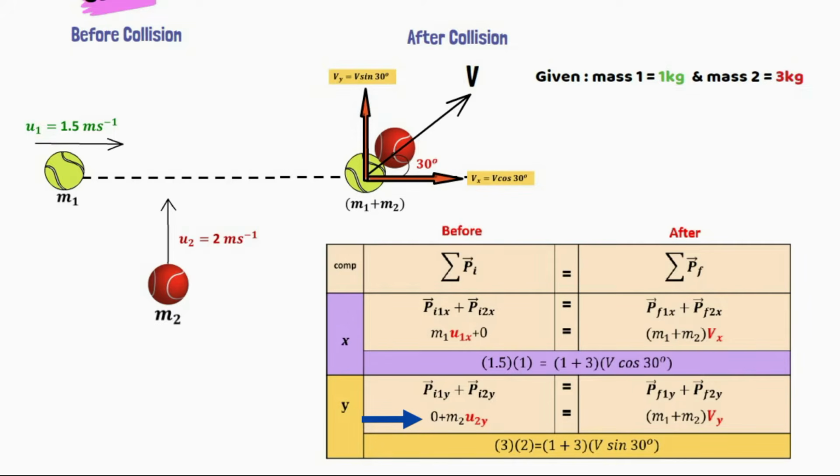Since mass 1 moving in X component only, so there is no value of U1Y. Okay, U1Y akan jadi kosong, tetapi nilai U2Y ada dalam gambar rajah yang disediakan, iaitu U2Y equal to 2 meter per second. And after collision, M1 plus M2 times Vy. So, Vy, based on the diagram yang kita dah resolve tadi, the direction is upward. So, positive V sin 30 degree. Pastikan tulis equation betul-betul untuk menyelesaikan masalah yang diberi.